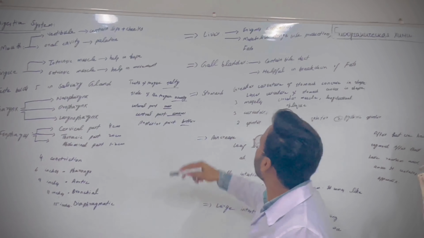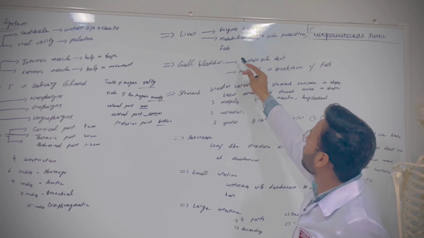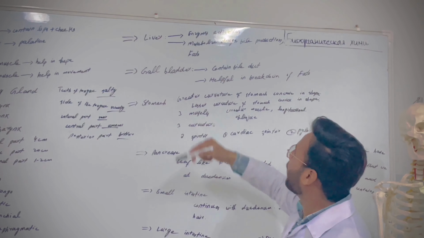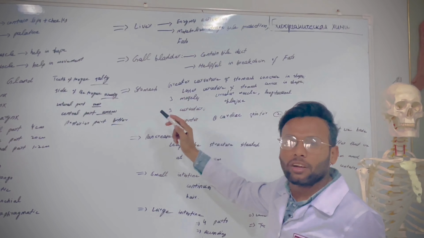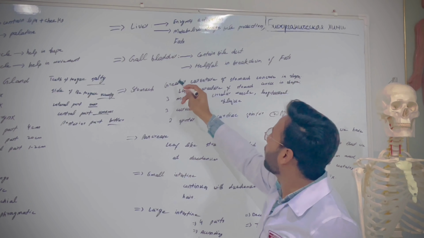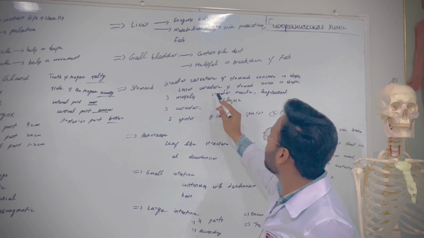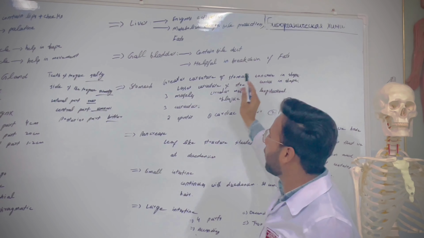Now we talk about liver. It helps in enzyme activation and metabolizing drugs, bile production, and fats. Now we talk about gallbladder. It contains bile duct helpful in breakdown of fats. Now we talk about stomach.